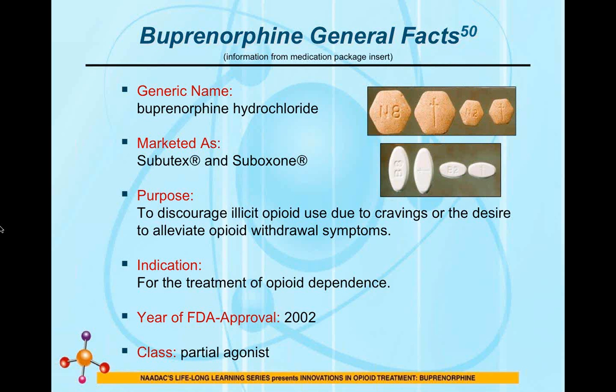The purpose of buprenorphine is to discourage illicit opioid use due to the cravings or the desire to alleviate opioid withdrawal symptoms. That should sound familiar. That's the exact same purpose that methadone has. And the indication is for the treatment of opioid dependence.